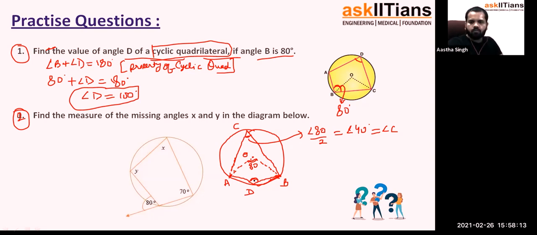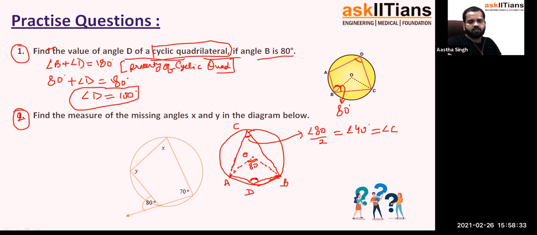I think not, because we have discussed earlier also that the angle at the center is double the angle at the circumference of the remaining part of the arc, right? And you are talking about the arc. Your point D lies on the arc of AB. So definitely your angle D will not be equal to 40 degrees.